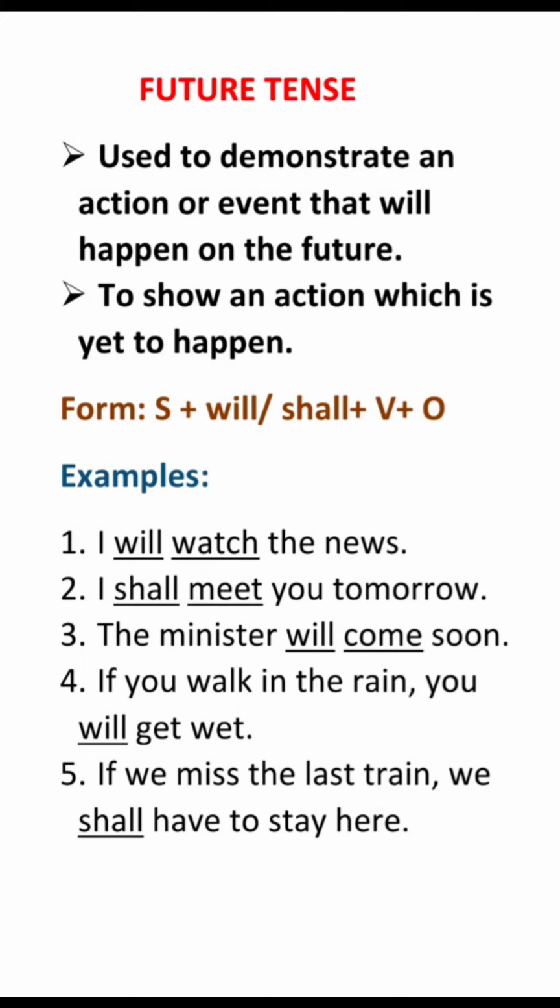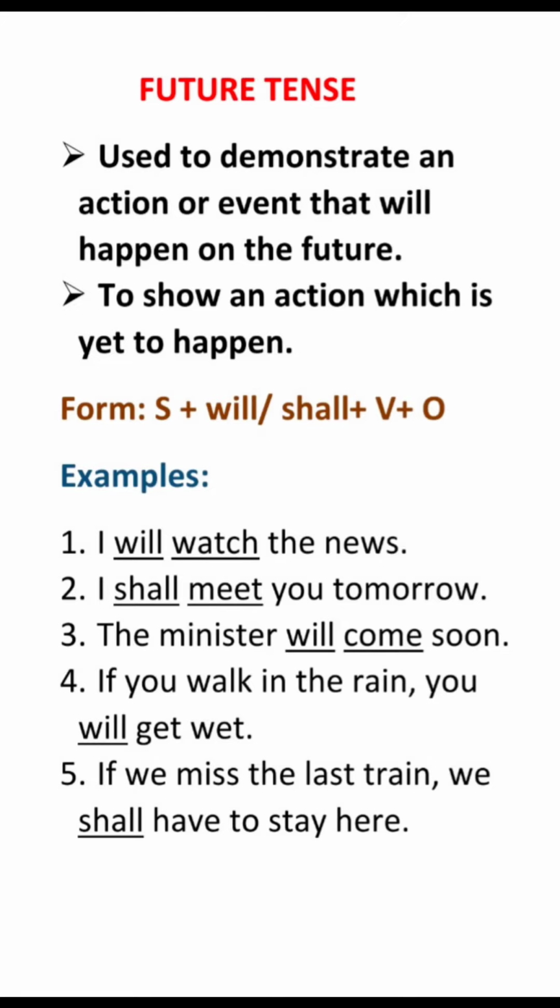For example, I will watch the news. I shall meet you tomorrow. The minister will come soon. If you walk in the rain, you will get wet. If we miss the last train, we shall have to stay here.